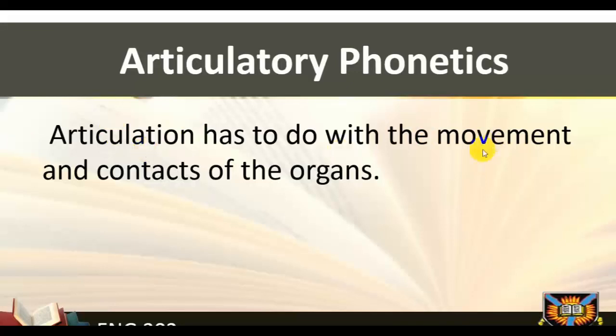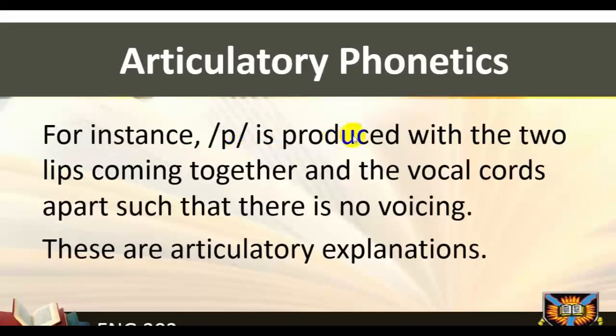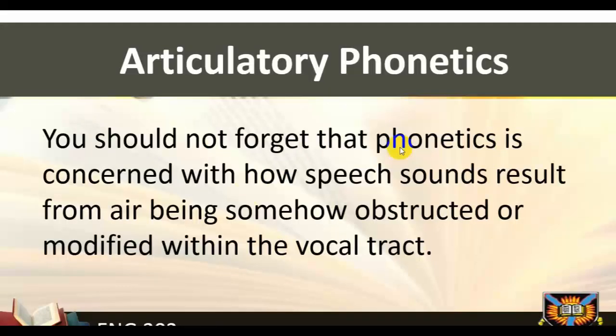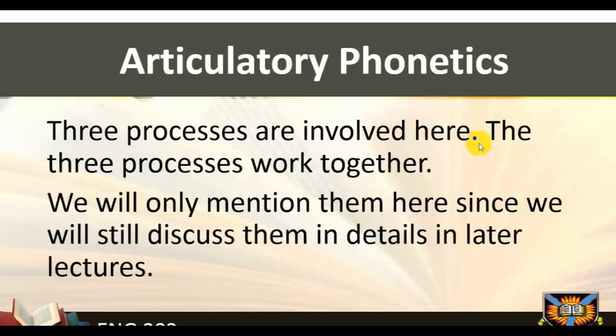Articulation has to do with the movement and contact of the organs. For instance, P is produced with the two lips coming together and the vocal cords apart, such that there is no voicing. These are articulatory explanations. You should not forget that phonetics is concerned with how speech sounds result from air being somehow obstructed or modified within the vocal tract. Three processes are involved here. The three processes work together. We will only mention them here since we will still discuss them in details in later lectures.